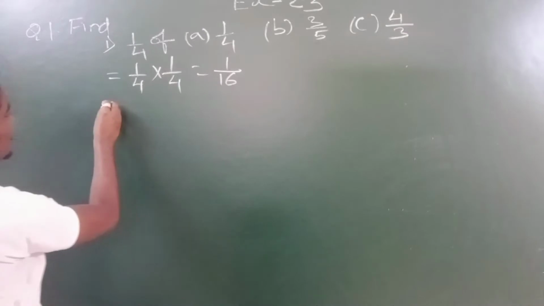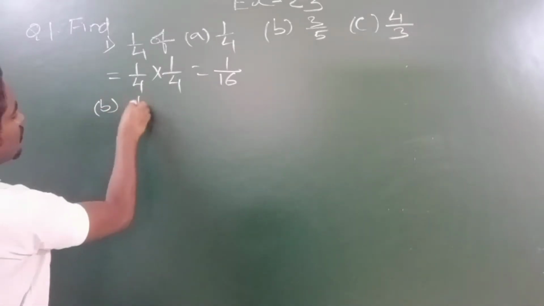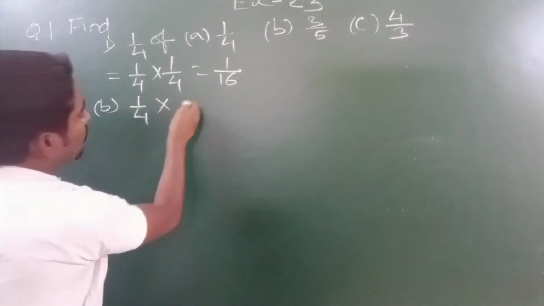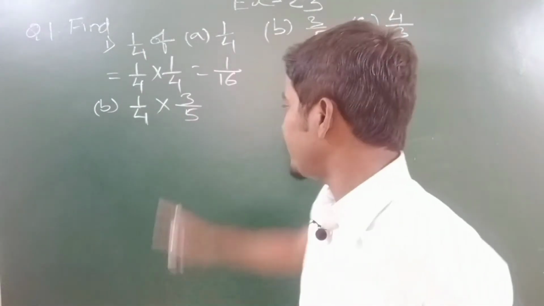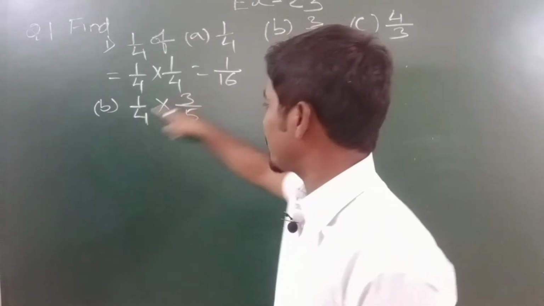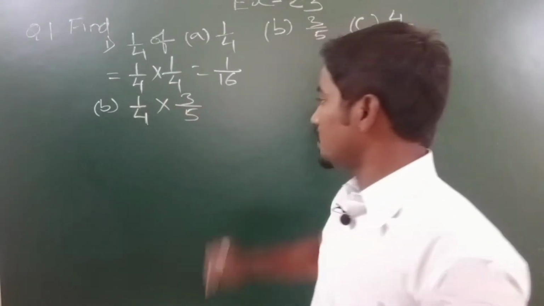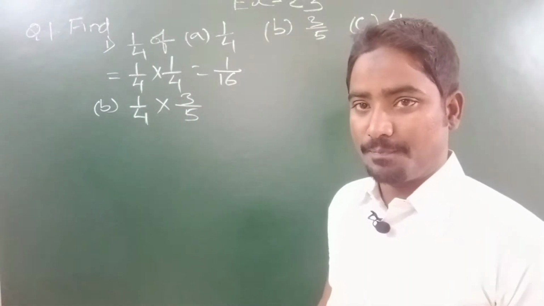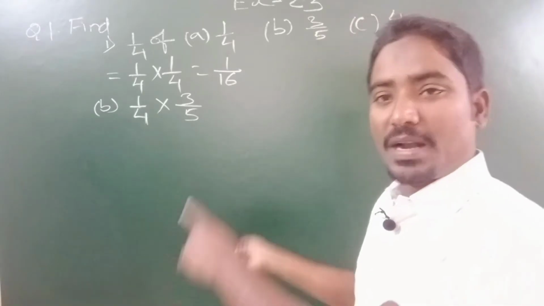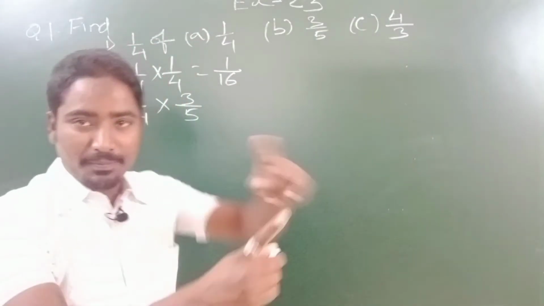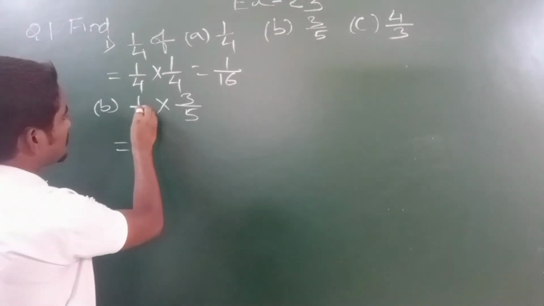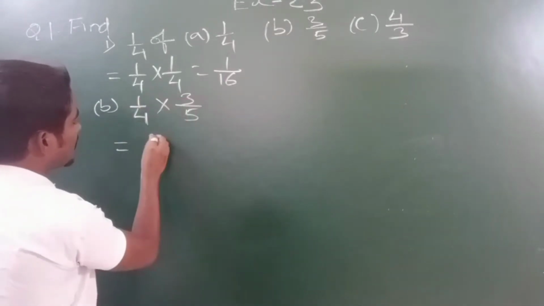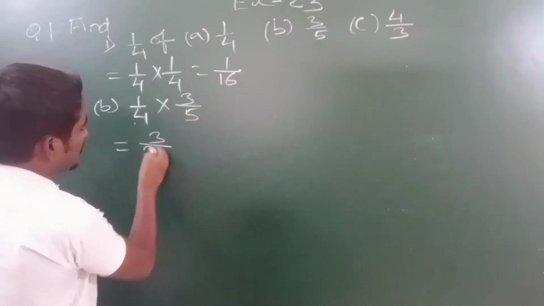Now coming to the next part, B. In B, what we have to find? 1 upon 4 of 3 upon 5. Again we will search for a common factor between them. There is no common factor, students, again. So again we will multiply the numerators, then multiply the denominators, and write it as we get. So 3 times 1 we will get 3, and 4 times 5 is 20.